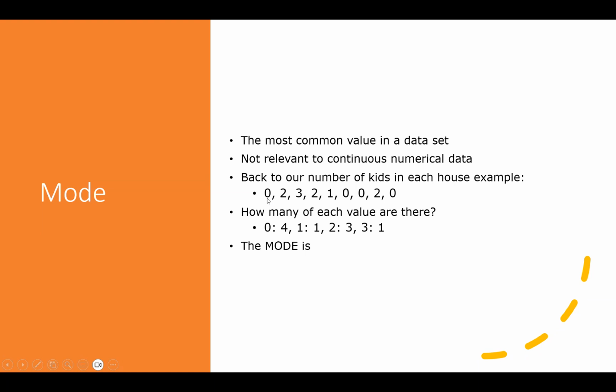So if you look at 0, it occurs 1, 2, 3, 4 times. So that's why we put 0 occurs 4 times here. If you look at 1, it only occurs once. If you look at 2, it occurs 1, 2, 3 times there.